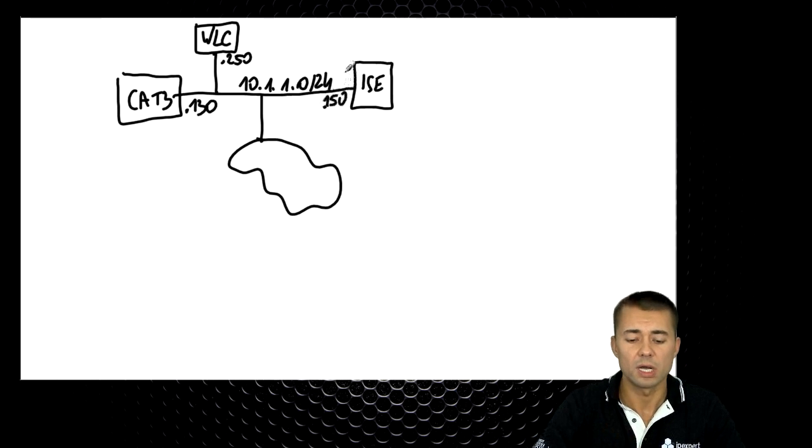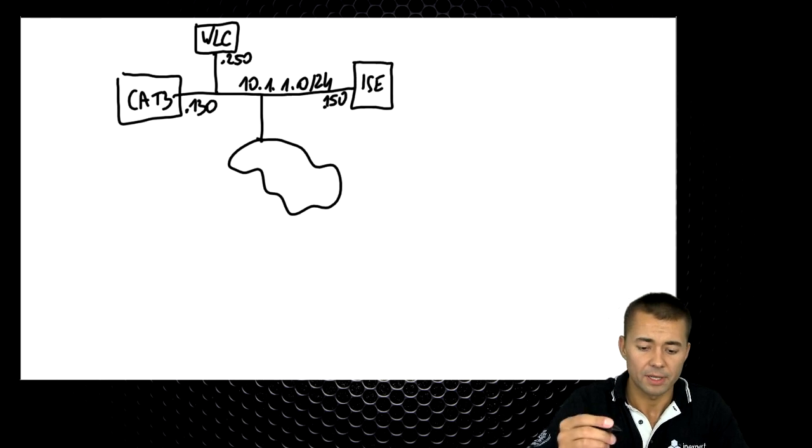ISE is going to be using 10.1.1.150. This is what I'm going to need here for the wired part.